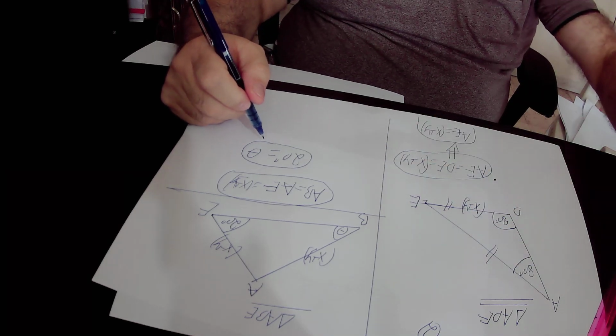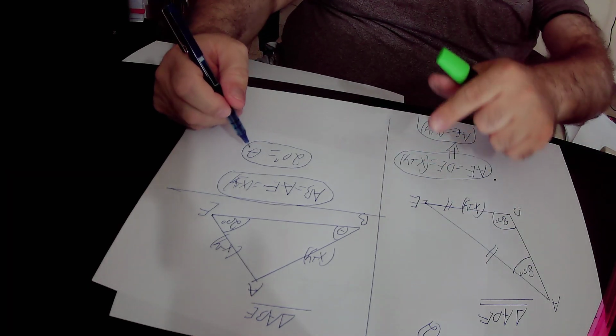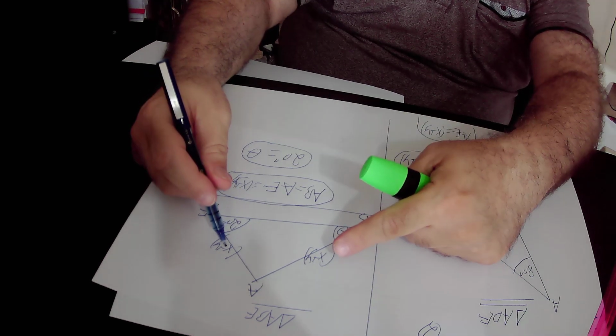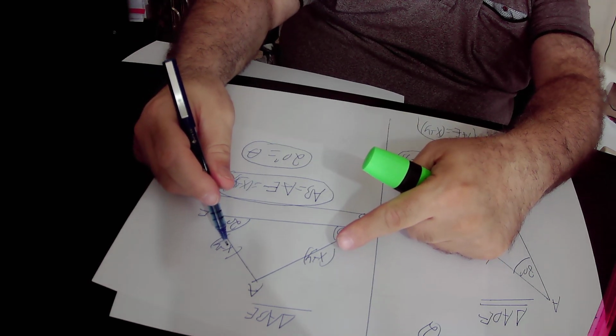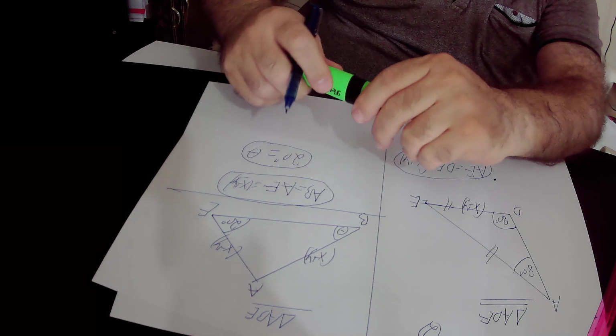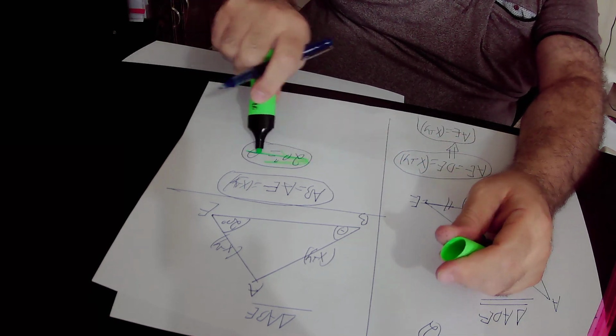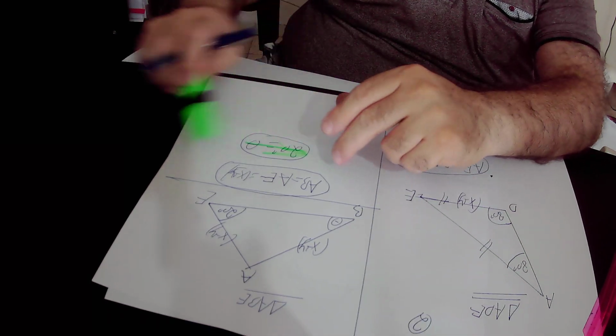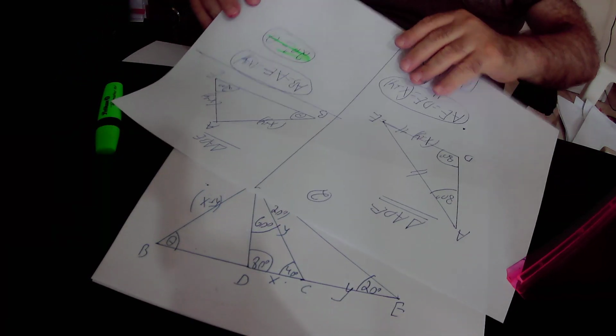I repeat again, those two angles must be equal to each other, because they are located in front of equal sides. So angle theta equals 20 degrees. So we finish with the first method. In the next step I will present to you the second method.